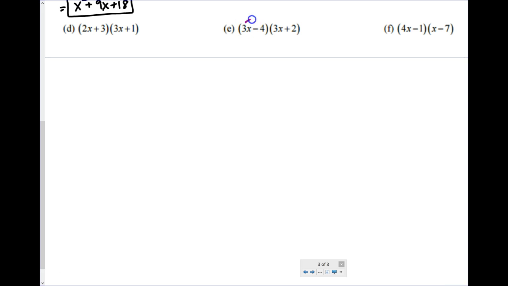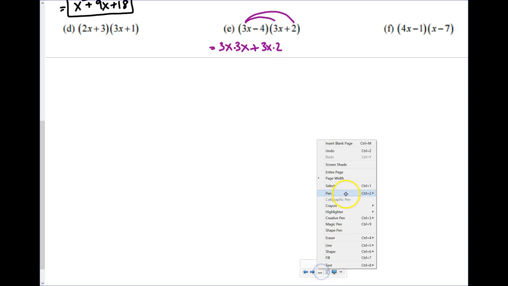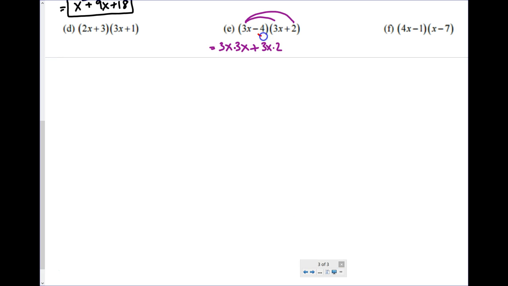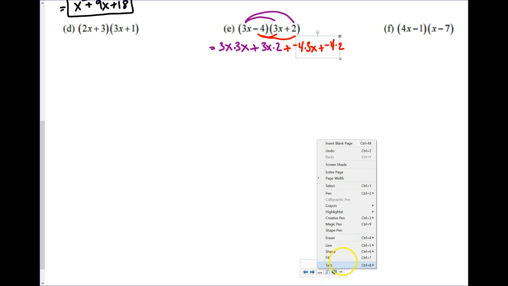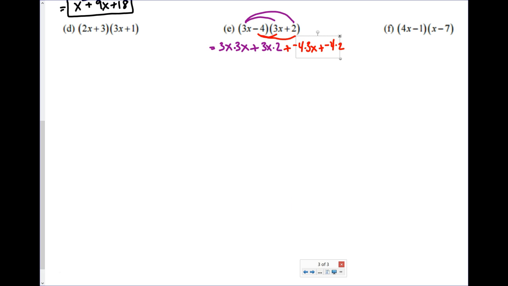So I'm going to start off with double distribution. There's my first one. So I have 3x times 3x plus 3x times 2. Now I need to do my second distribution, which is the negative 4. So I'm going to have plus negative 4 times 3x plus negative 4 times 2. Double distribution.